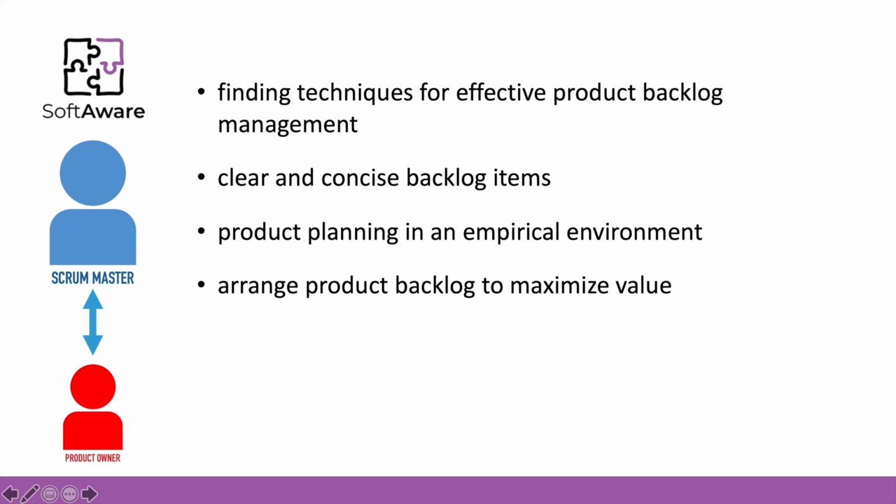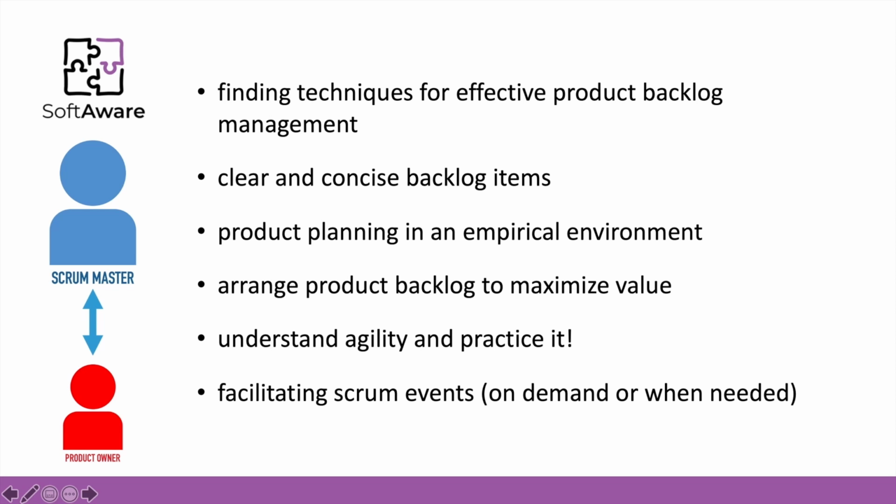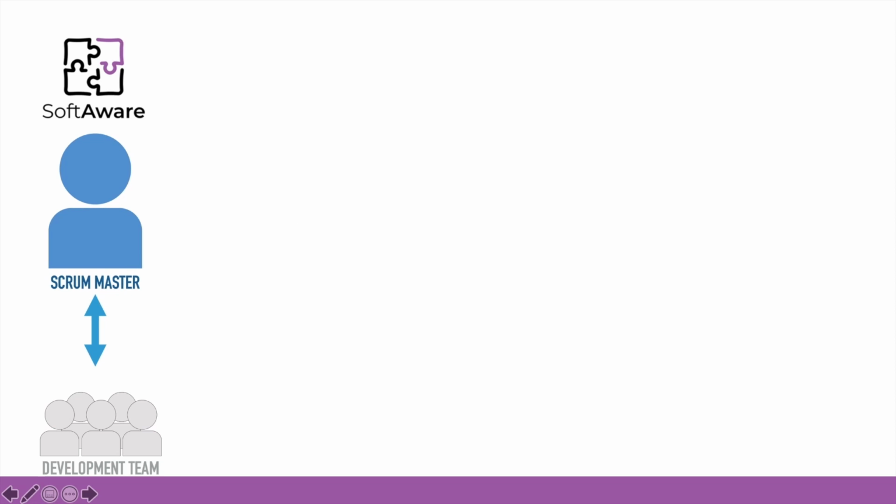The Scrum Master can also help the product owner to arrange the product backlog to maximize value, because each item in the product backlog, besides the priority that it has for the customer, also has a business value associated, and this business value needs also to be maximized. Finally, product owners should understand what agility is and should practice it. The Scrum Master is always available to facilitate Scrum events on demand or when needed.